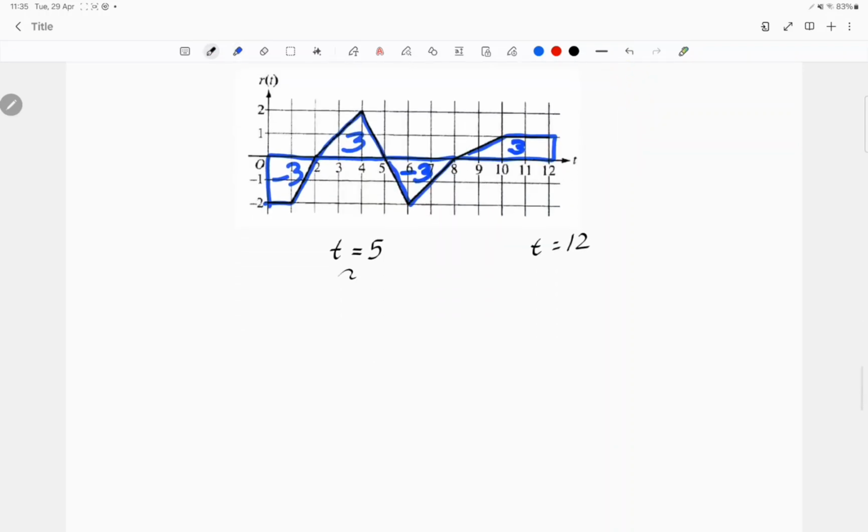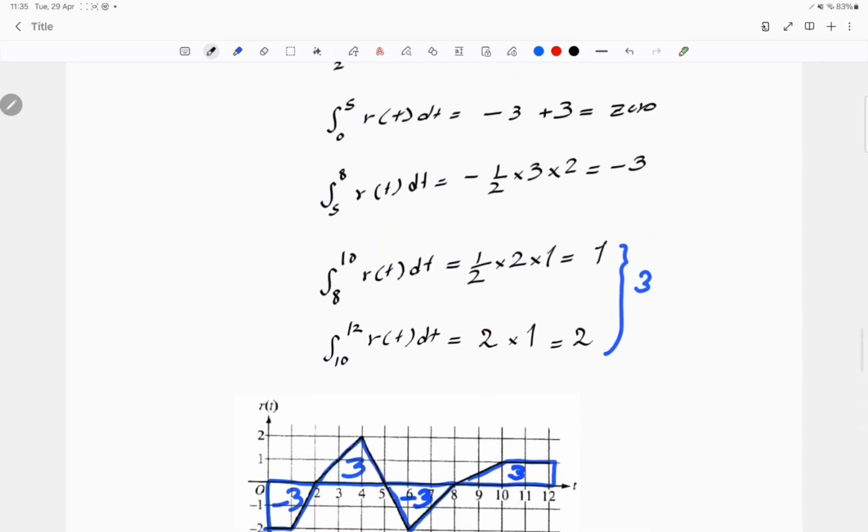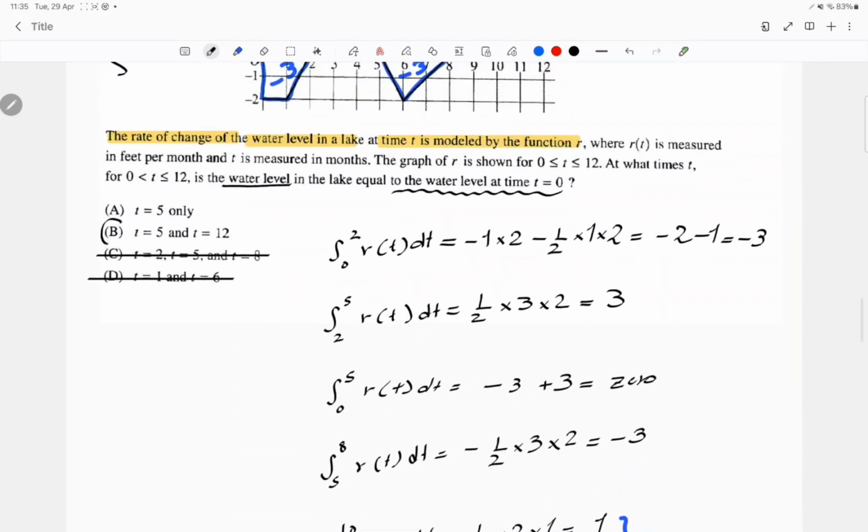which means at time 5, we have a 0 area, and also at time 12, we have a 0 area. Why? Because the minus and the plus areas will simply cancel each other. And so 5 and 12 will be the answer, which is choice B.